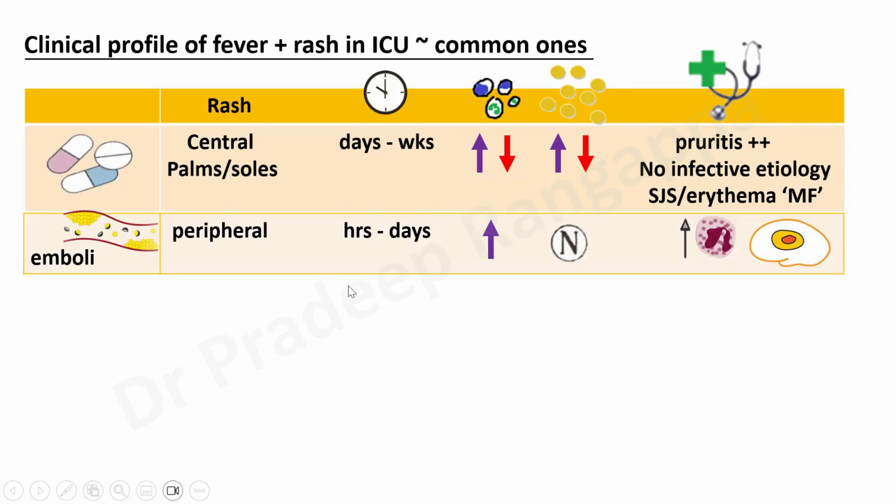This typically happens after any major surgery where vascular handling would have happened. So the rash is usually peripheral. It is present in the extremities. Sometimes we see it on the trunk also. Hours to days after a major procedure may have happened or some vascular intervention may have happened. And leukocytosis will be present, platelets will be normal.